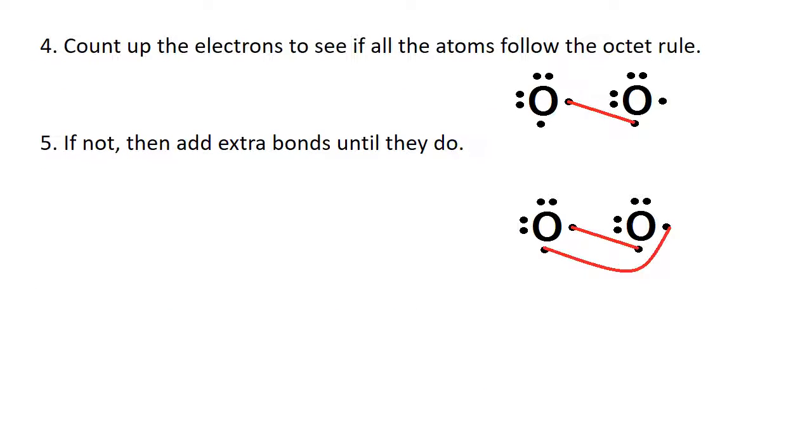And then step 4, count the electrons to see if all the atoms now follow the octet rule. Quite clearly they don't, because oxygen only has 7 now, it doesn't quite work, and that's where step 5 can come in. If not, then add extra bonds until they do. So that's why oxygen has basically a double bond, because it needs to share 2 electrons with the other oxygen for it to now have 8 around its outer shell and be happy, if atoms can really be happy.